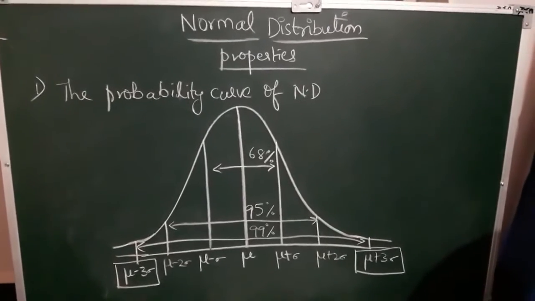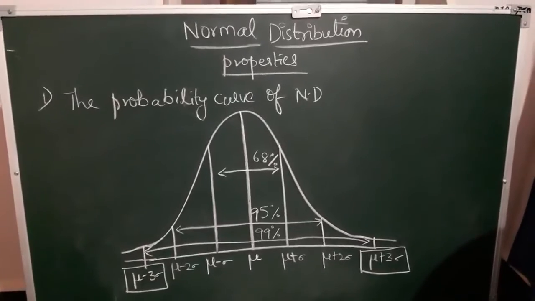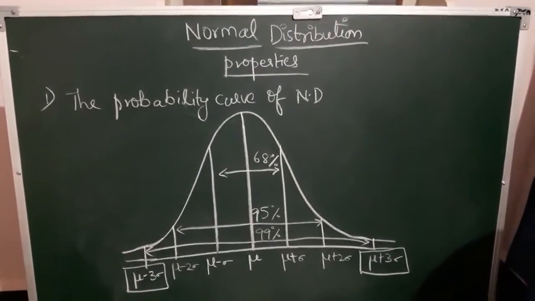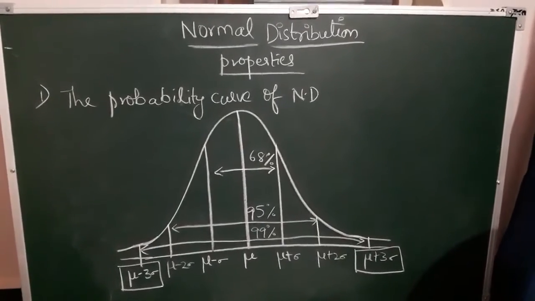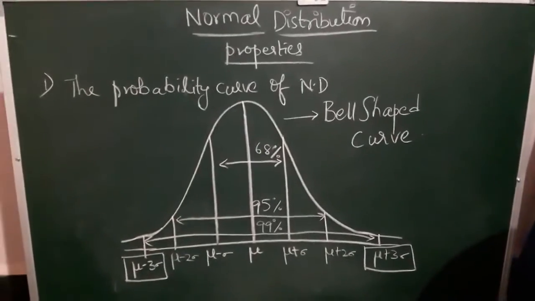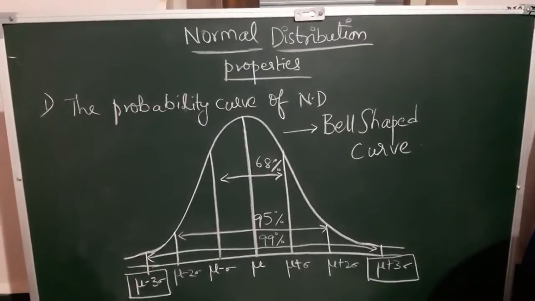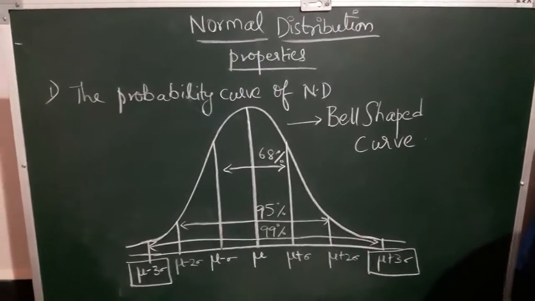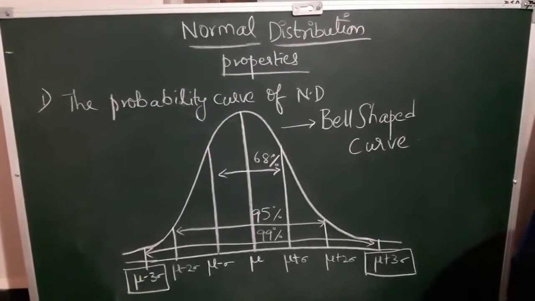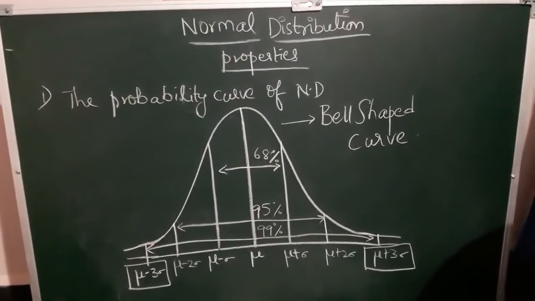Now, after drawing this probability curve of normal distribution, we shall see the properties of normal distribution one by one. Fine. So let us start. What is the first property? The normal curve is a bell shaped curve. That is property number 1: the shape of the normal distribution curve is a bell shaped curve.